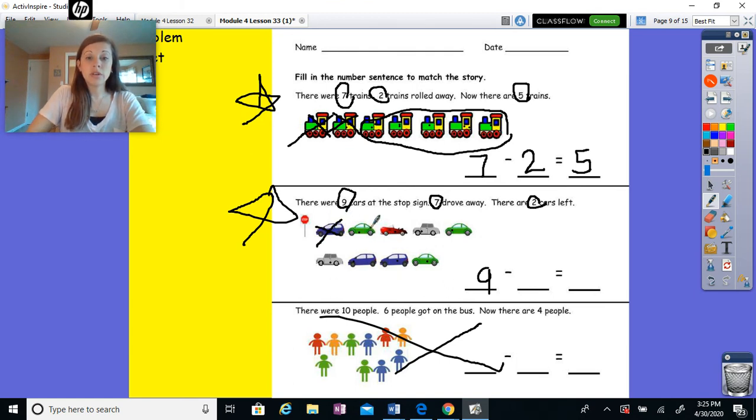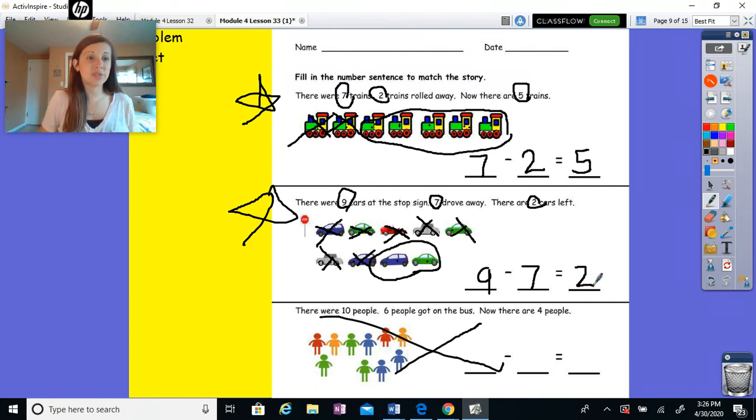1, 2, 3, 4, 5, 6, 7. Okay, so that's going to be the next number in my number sentence, because we crossed out 7. 7 drove away. 9 minus 7 equals, then how many are left or don't have an X on them? 1, 2. So 9 minus 7 equals 2. Excellent. Let's read that together. 9 minus 7 equals 2. Great job, my friends. Give me an air 5.